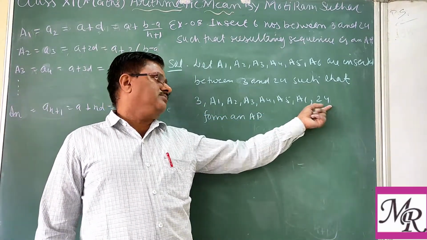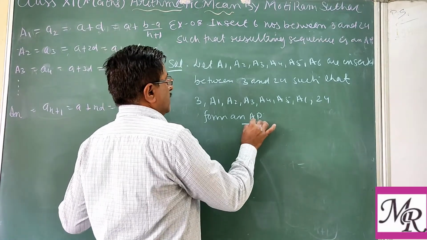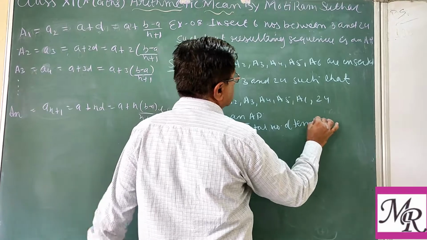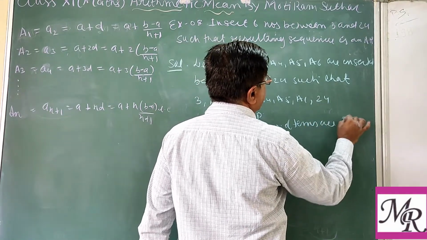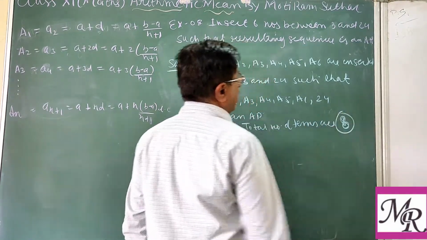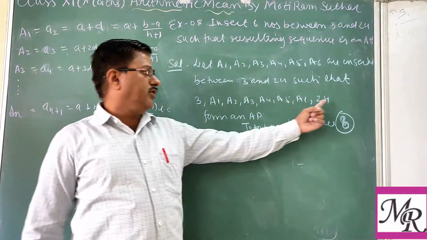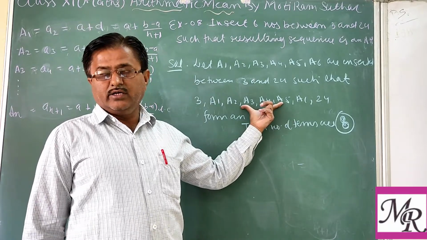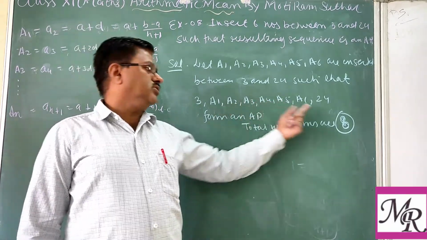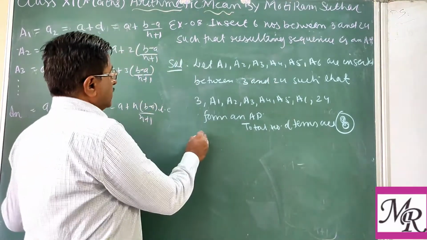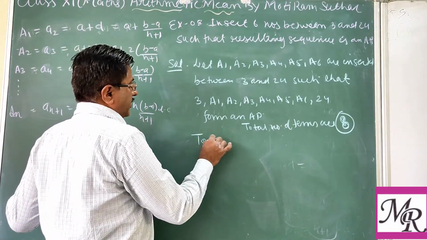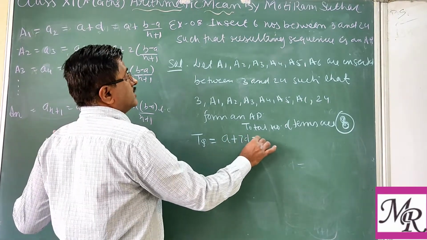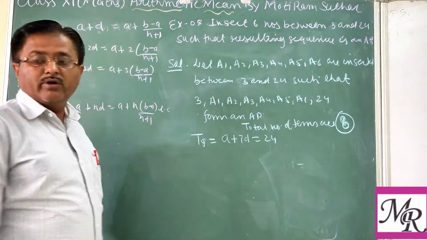So how many terms are there? Here the total number of terms is 8. Why 8? Because 2 are already given, 3 and 24, and 6 numbers we are inserting. So 6 plus 2, that is 8. The last term, that is T8, is equal to A plus 7D, which is given as 24.